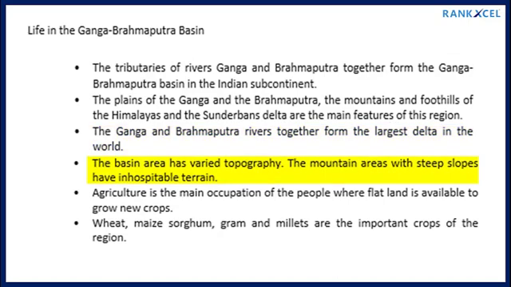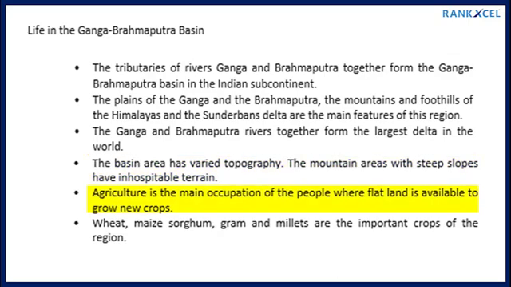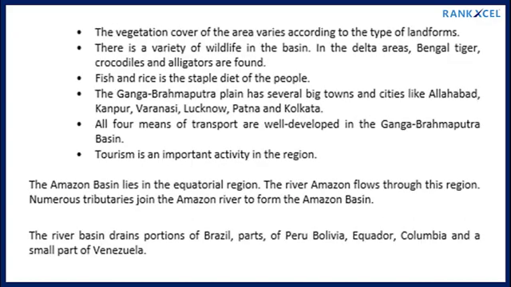The basin area has varied topography. The mountain areas with steep slopes have inhospitable terrain. Agriculture is the main occupation of the people where flat land is available to grow new crops. Wheat, maize, sorghum, gram and millets are the important crops of the region. The vegetation cover of the area varies according to the type of landforms.